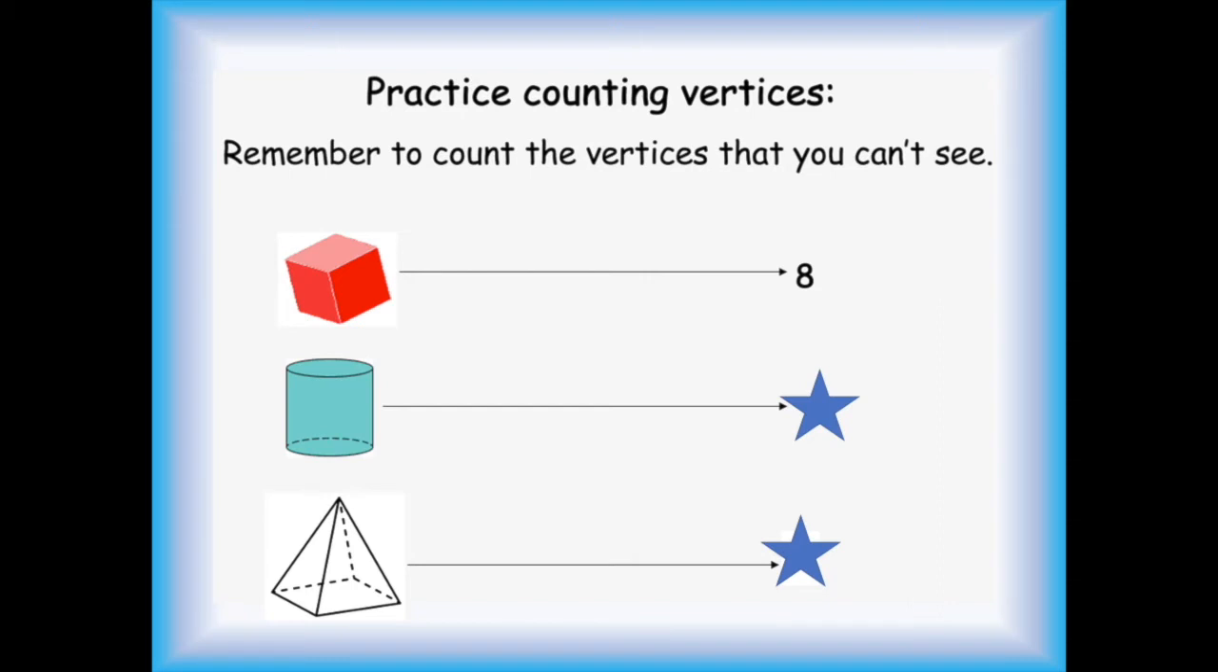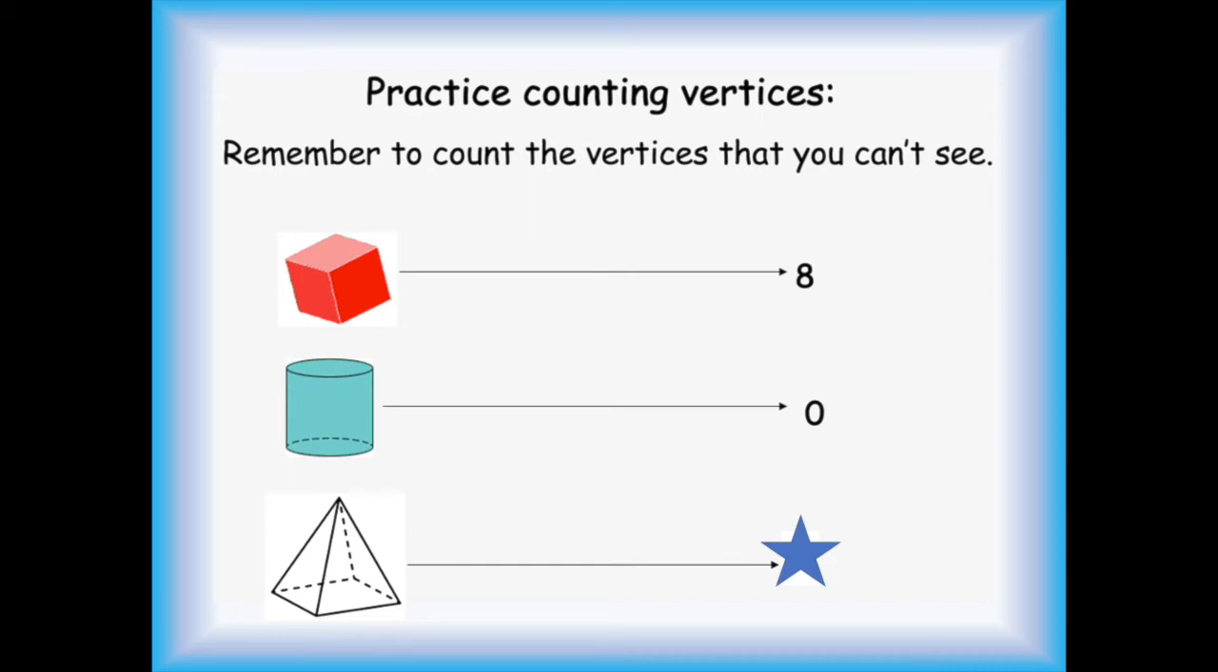Let's look at the cylinder next. Remember, for vertices, we're looking for the corners where edges meet. Ready? 0. Did you get that? All the parts of a cylinder are round or curved, so there are no corners or vertices.